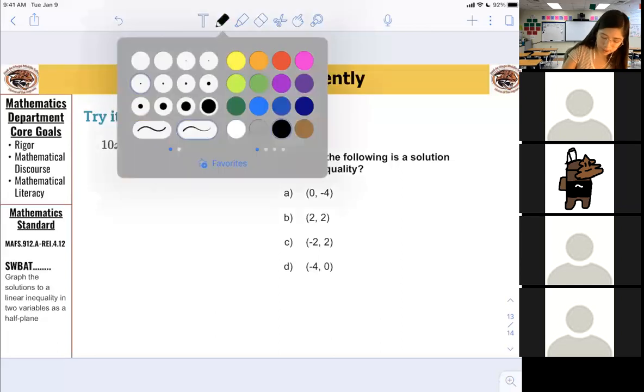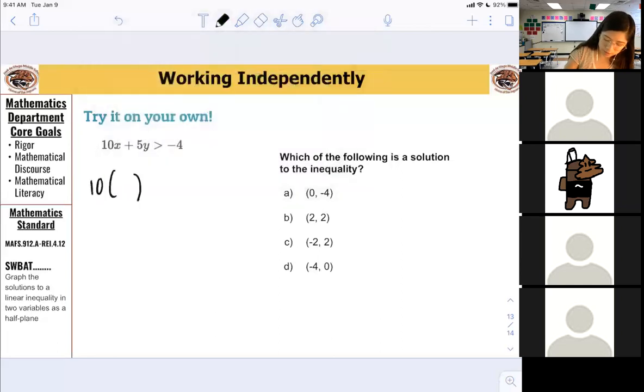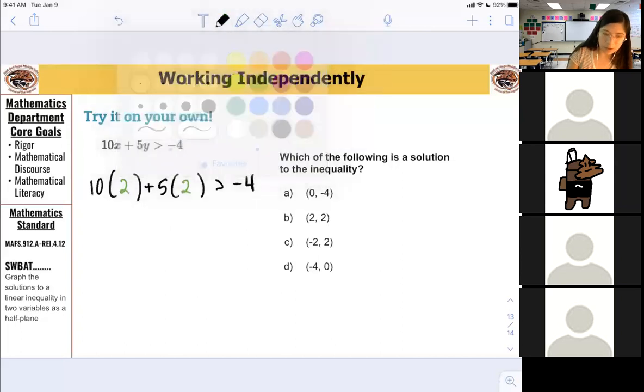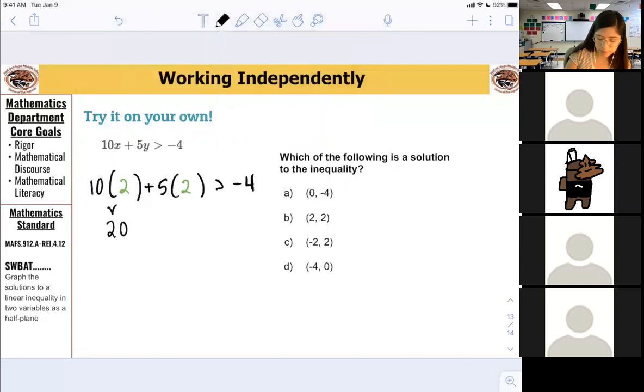So for B, I'm going to plug in a 2 and a 2, so 2 for both of them. 10 times 2 gives me 20. 5 times 2 gives me 10. 20 plus 10, 30. Is 30 greater than -4? Yes, it is. So that is correct. That one checks out. That is my answer.